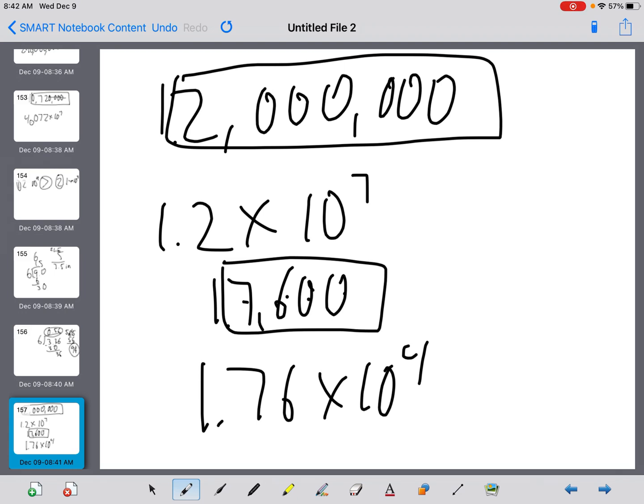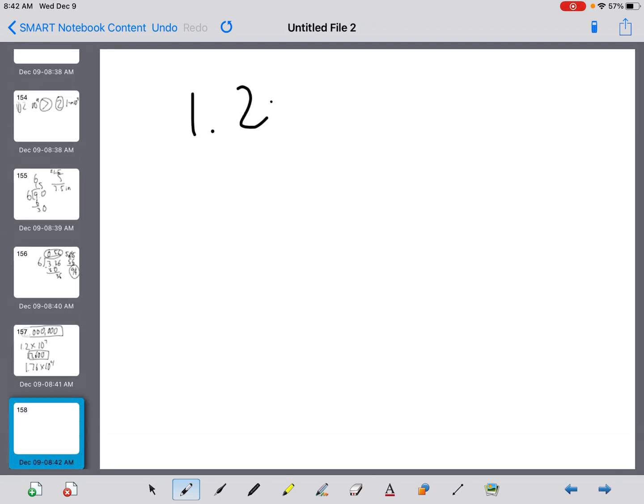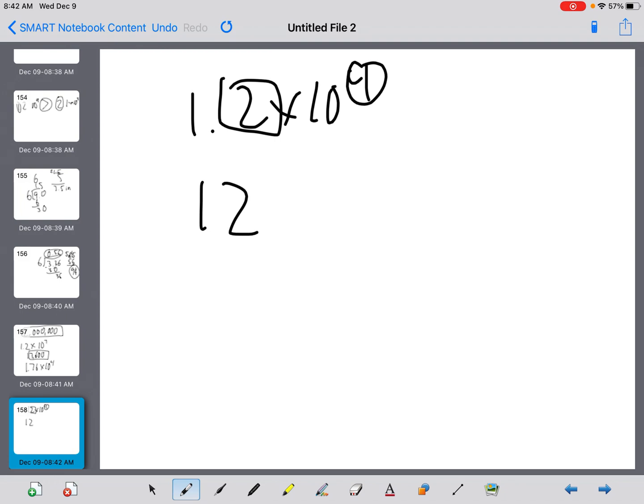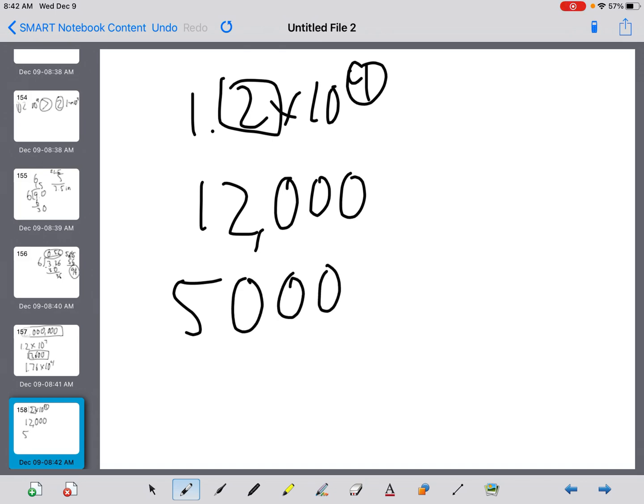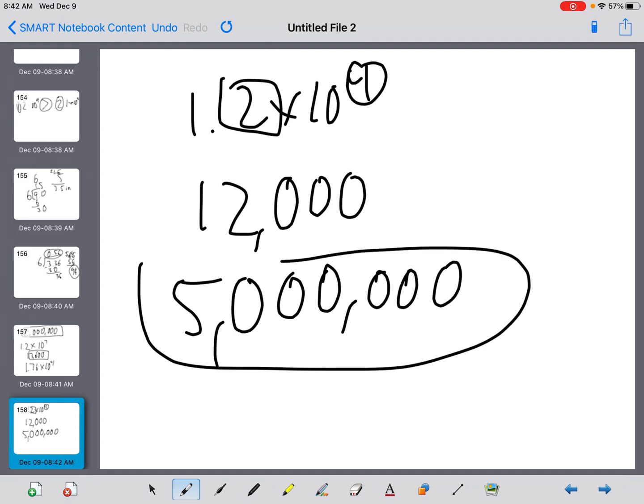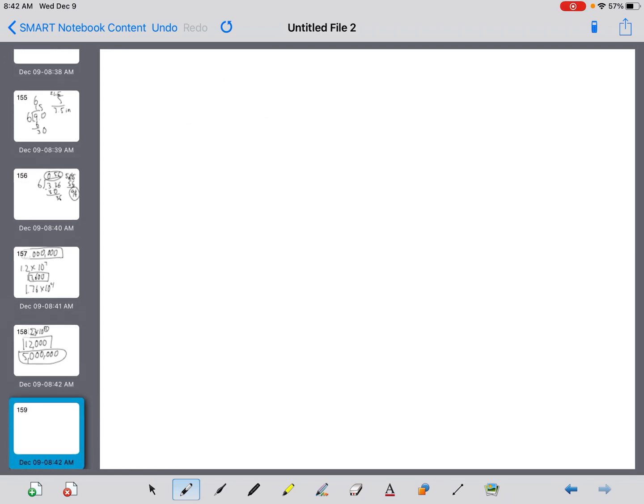Number 7. Can you do it the other way? So this time I have 1.2 times 10 to the 4th. I did 4 minus 1 digit is 3. So it's 1, 2, 1, 2, 3, comma. The next one was 5 times 10 to the 6, guys. There's no decimal point, so it's just those 6 zeros. 1, 2, 3, 4, 5, 6. Go back, put my commas. That's 5 million. This was 12,000. Good practice going the opposite direction.